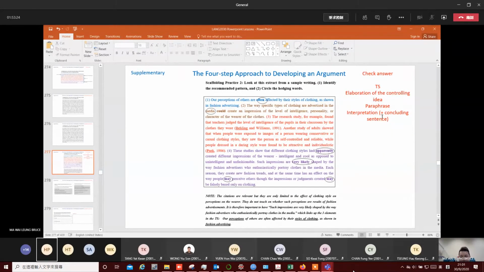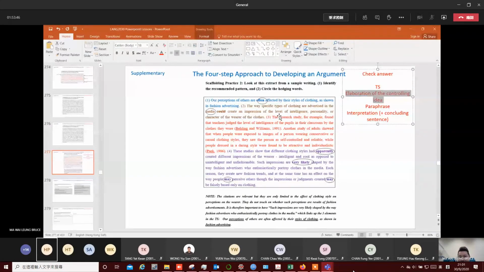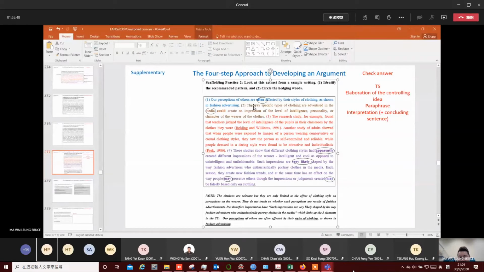Can we see that? Can we see the controlling idea? Can we see the topic sentence, the blue one? Our perceptions of others are often affected by their styles of clothing. So we have the topic sentence here. The controlling idea is styles of clothing in fashion advertising. Can we see the elaborations of the controlling idea? Yes, the brown one. The way specific types of clothing are advertised in the media could create an impression.